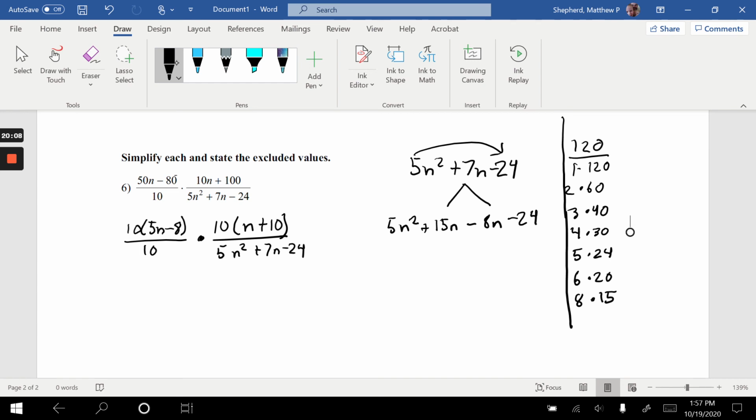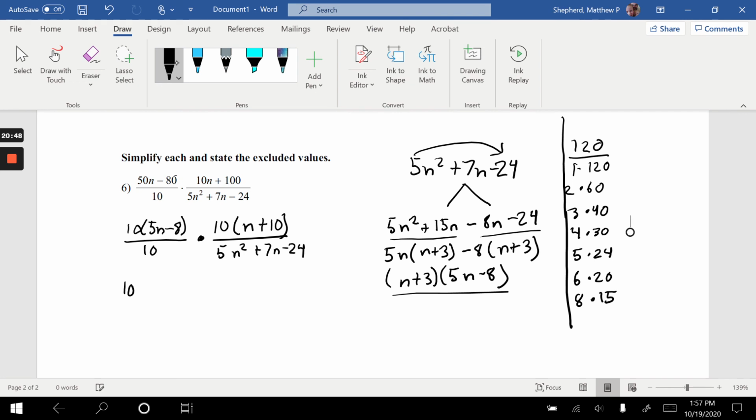So now I'll do greatest common factor of those two, greatest common factor of those two. So I can take out 5n from right here, and we're going to get n plus 3. And then from over here, I can take out a negative 8, and I will get n plus 3. So if I take out an n plus 3 from both of those, that would leave us with a 5n minus an 8.